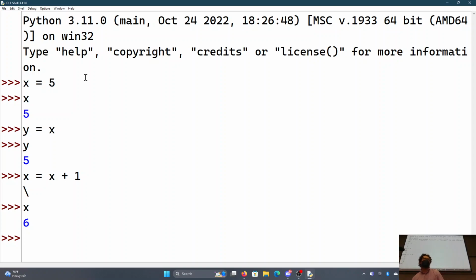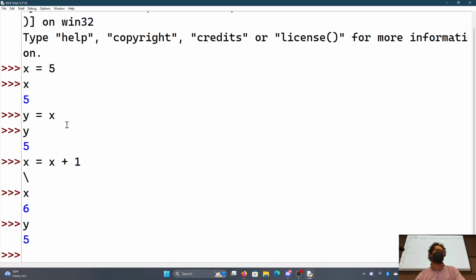Now this is the important part. What is y? Yes, it's 5. Because I said something key earlier. We take what's in x, and copy it and put it in y. So y has a copy of the value. So the variables are not strongly linked. Changing one variable is not going to change another variable.